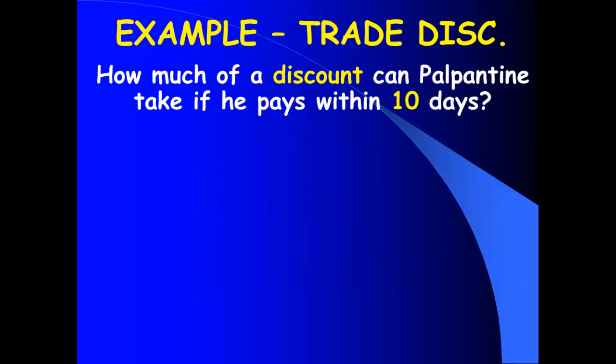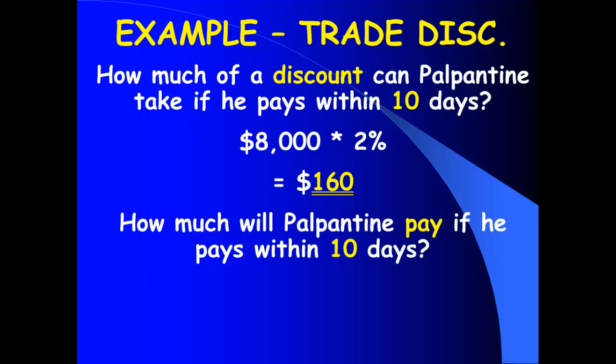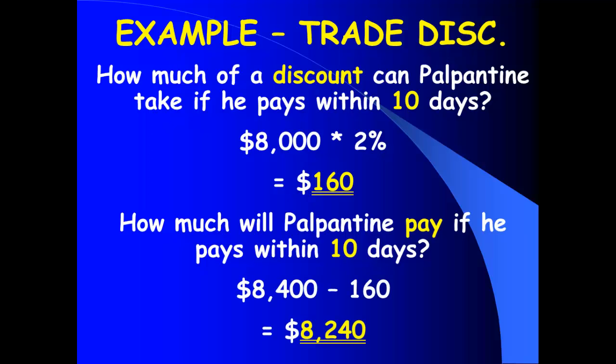How much of a discount can Palpatine take if he pays within 10 days? Well, what percent discount do we offer him? 2. Now, when we take that 2% discount, let's take it off of the sales revenue only, not off the tax, just off of the revenue portion. So 2% times my $8,000 says that he will save $160. Well, how much does he owe me in total? $8,400 in total, right? But he gets to save how much? $160. So he will actually pay me then $8,240. Well, now we have all the amounts that we need to make our journal entry.